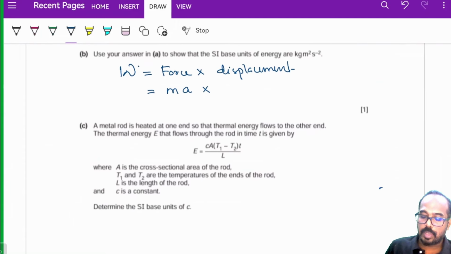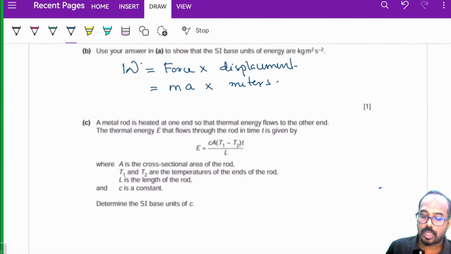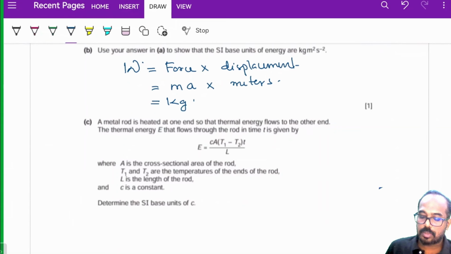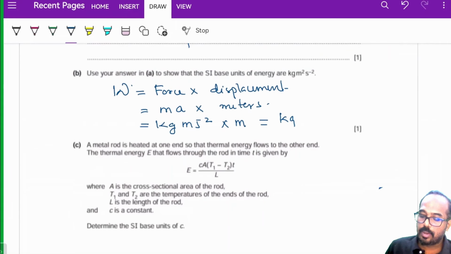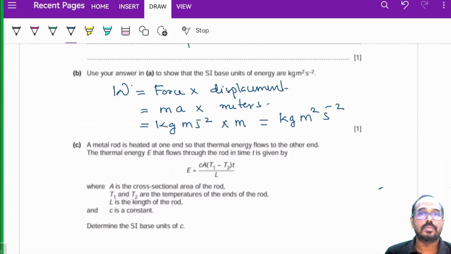Displacement is measured in meters. Here, don't get confused, this is mass and this is length. Okay, so mass is kilogram, acceleration is meter per second square, multiplied by m. So m will get squared, so kg meter square second to the power minus 2. So you got it, you have proved it.